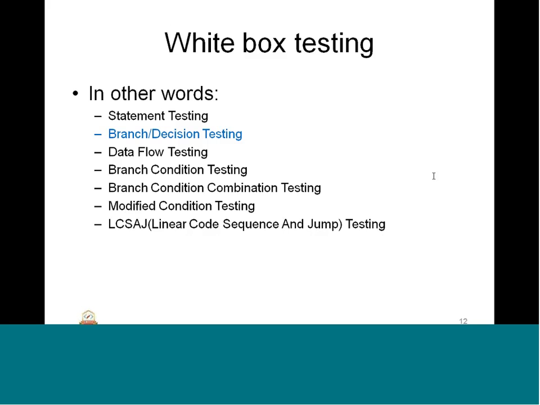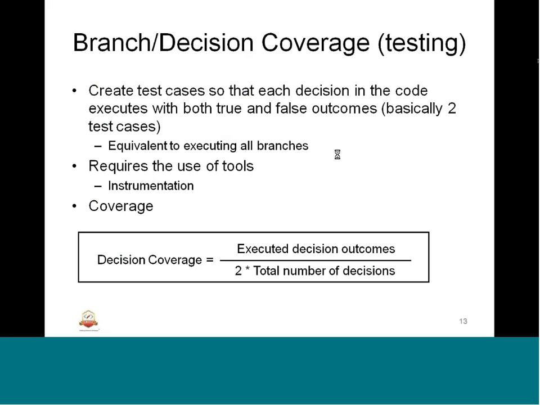The next type of white box testing is branch testing, or decision coverage, or decision testing, it is called. So how are we going to do it? Let us see. Here we create test cases so that each decision in the code executes with both true and false outcomes. So basically two test cases. We take that simple example only. We have exercised the statement coverage in two techniques. Similarly for decision or branch coverage testing, for true and false conditions we will have it.